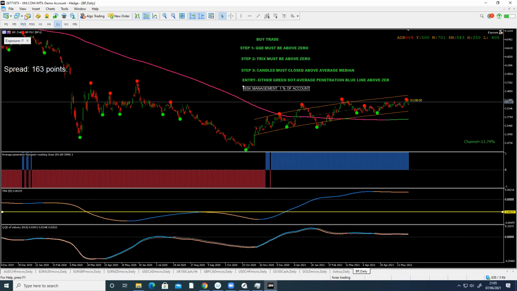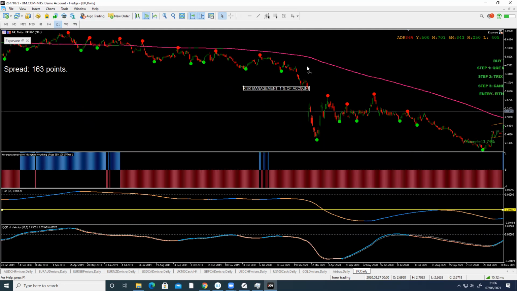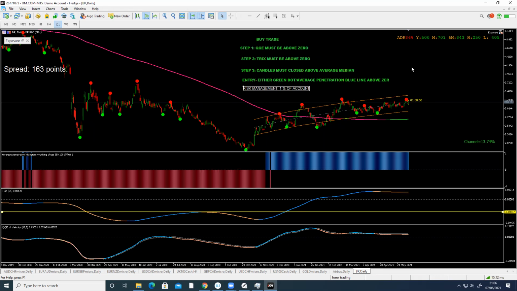So when you're doing this, if you want to put the rules on it, you don't have to. I'm just putting it on now. Instead of using text, you put label, and label allows it to stay on there. It won't move with the chart as the numbers of years are going. So 1% of your account.